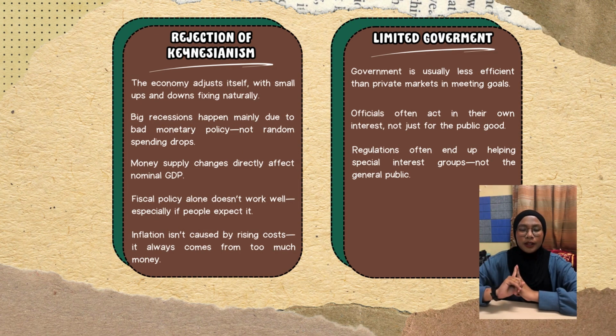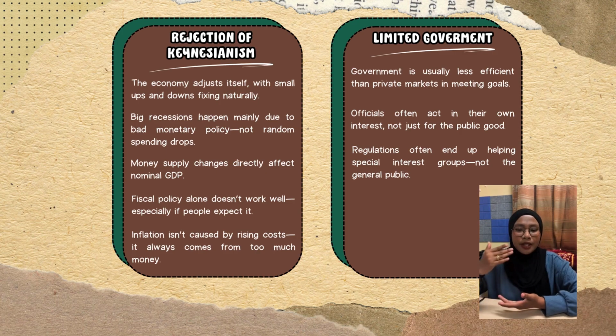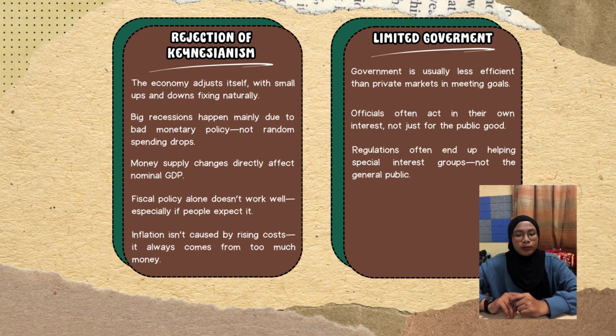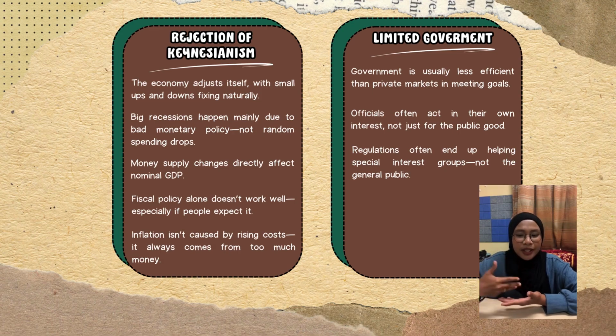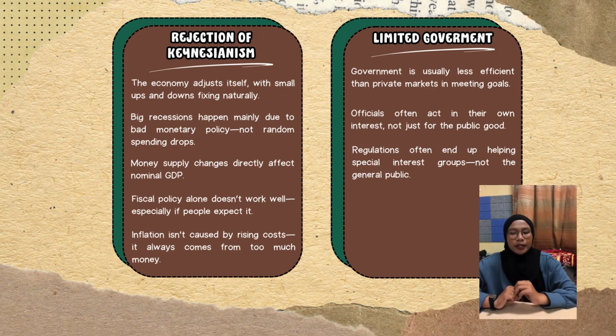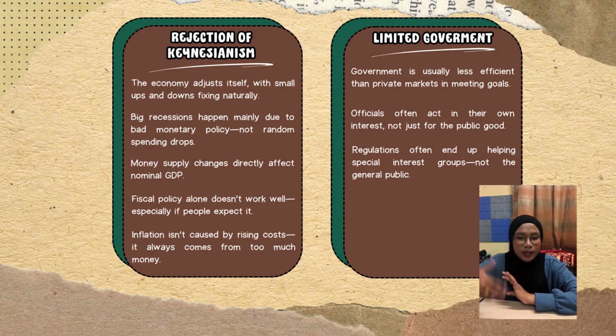Alright, the fourth of the major tenets is rejection of Keynesianism. The economy will adjust itself, with small ups and downs fixing naturally, with big recessions happening mainly due to bad monetary policy, and not random drops in spending. Changes in the money supply directly affect nominal GDP, and fiscal policy alone doesn't work well, especially if people expect it. And lastly, inflation is not caused by rising costs, but always comes from too much money.